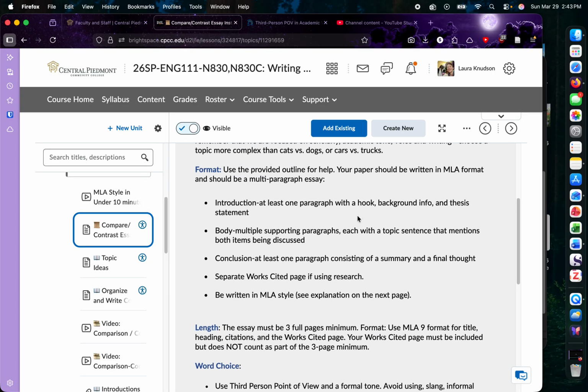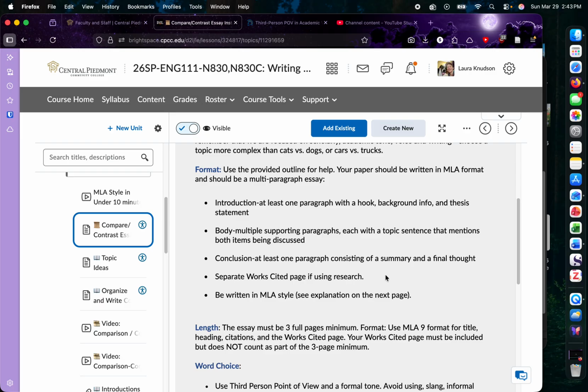Here is basically what you should follow in terms of what needs to go into your essay. You want to have at least one paragraph that has that hook, background info, and thesis statement. You want to have multiple supporting paragraphs. Each one needs to have a topic sentence. You need to have a conclusion.